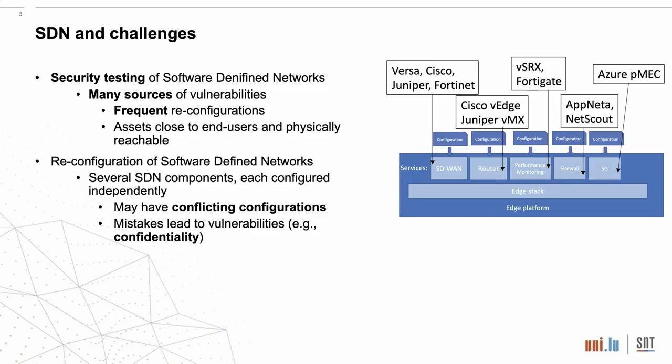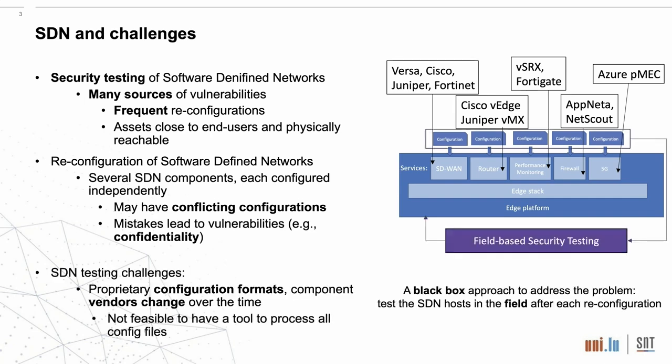SDN may contain components that are sourced from different vendors, such as SD-WAN from Juniper, routers from Cisco, or 5G services from Azure PMAC, and so on and so forth. These components are configured independently. Different SDN vendors may have different configuration file formats, so it's not feasible to test with one single tool.